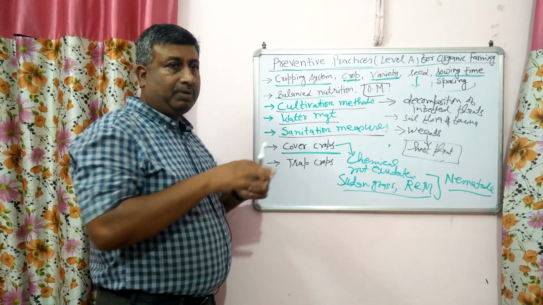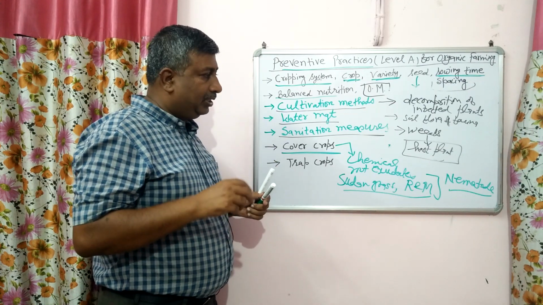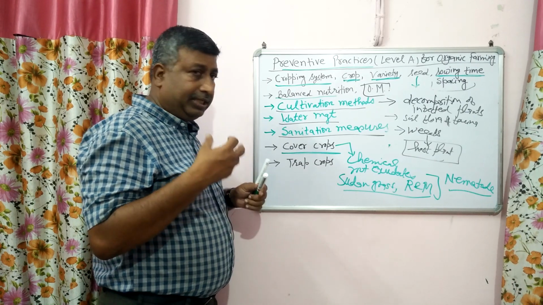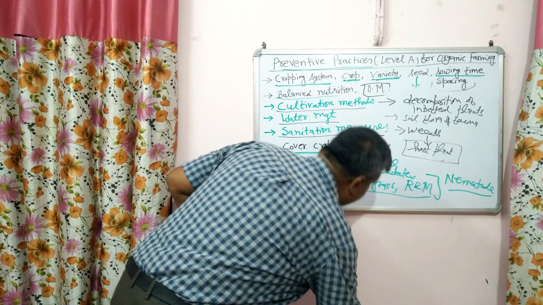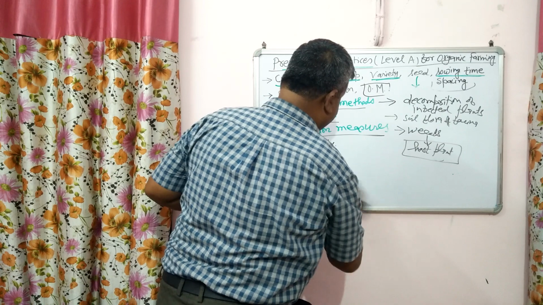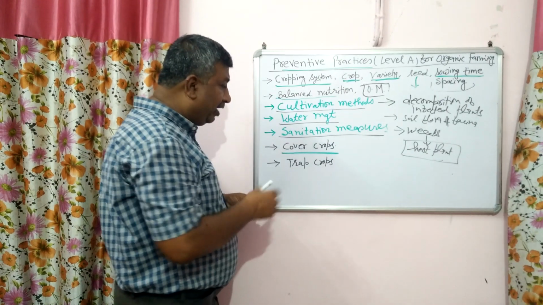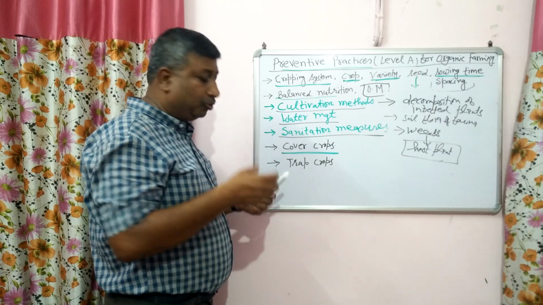Cover crops are grown to cover the soil. That is the main objective. But here, they secrete chemicals, and so the nematode population can be controlled by growing the cover crop. Then trap crop. Trap crops are actually attractive crops which attract the insects. So when we grow the trap crop, insects are on the trap crop, not on the main crop. So the main crop is saved.